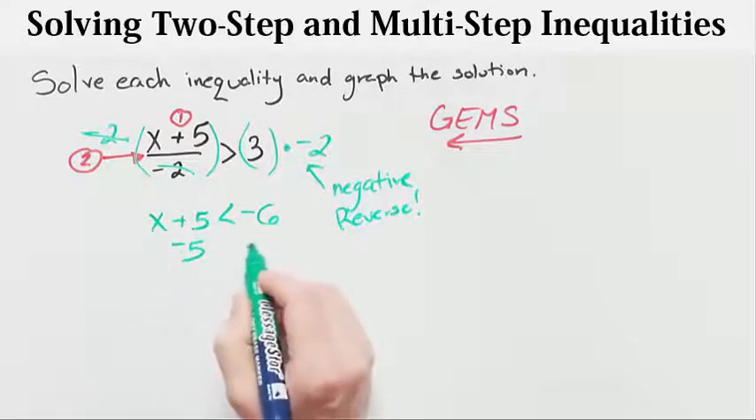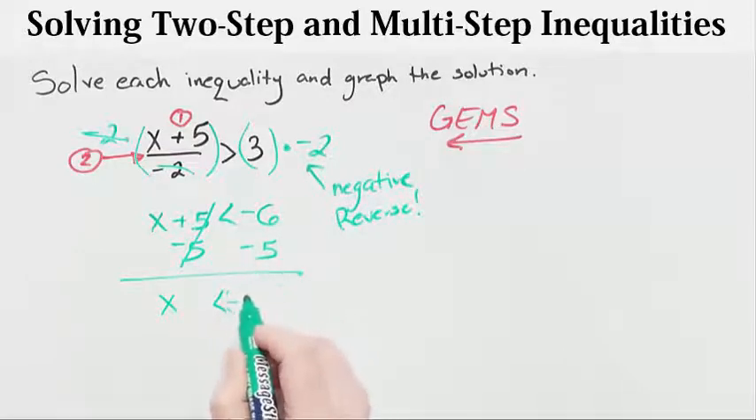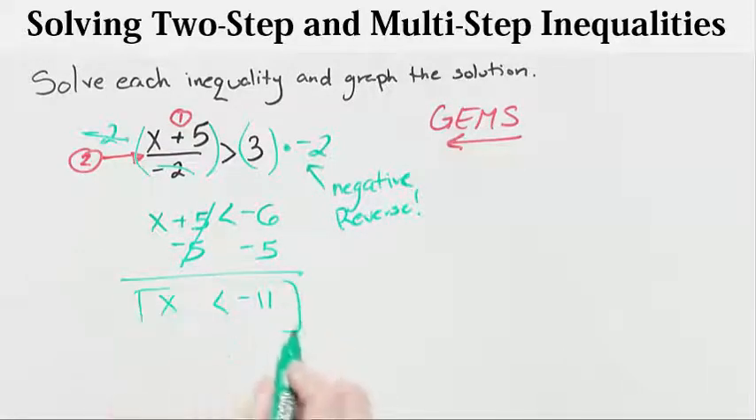Now I can subtract 5 from both sides. Positive 5 minus 5 turns to 0. I'm left with x is less than negative 6 minus 5, which is negative 11. So I'm graphing x is less than negative 11.